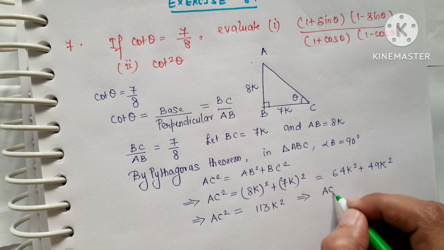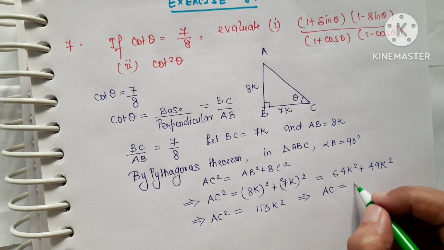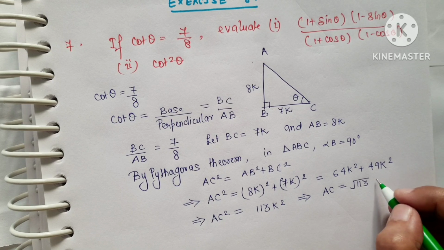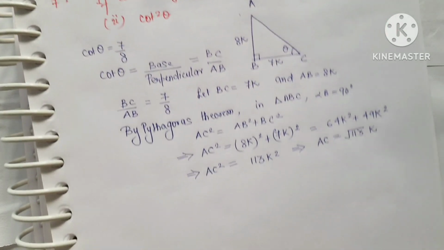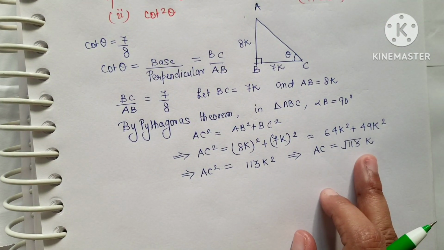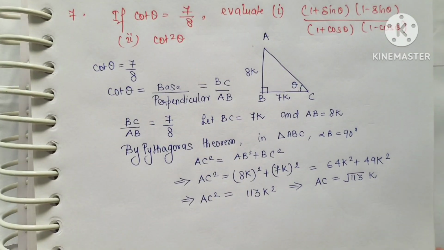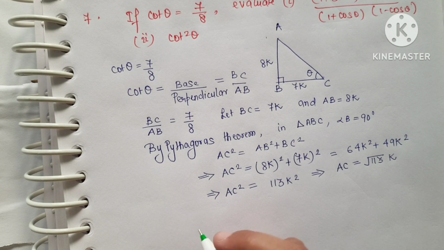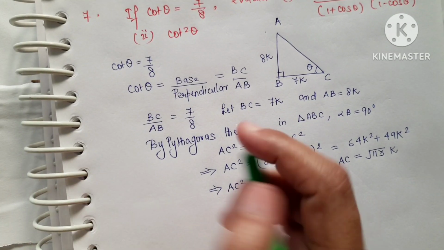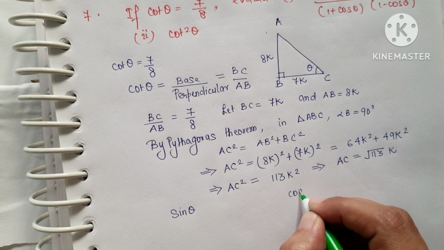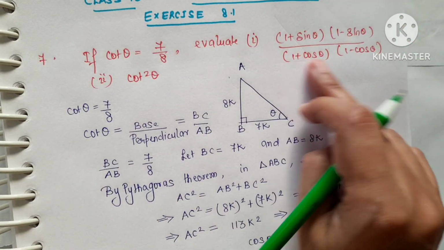If you take the square root on both sides, then AC will be root 113 times K. And you are going to take only the positive sign because the length of a side is always positive, right? Now we will find the value of sine theta and cos theta, because it is mentioned in the question.